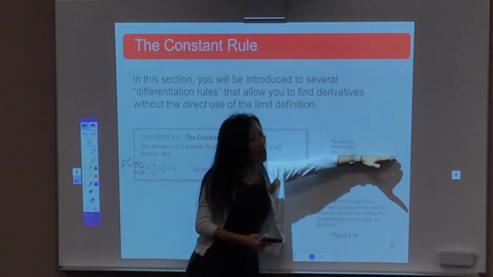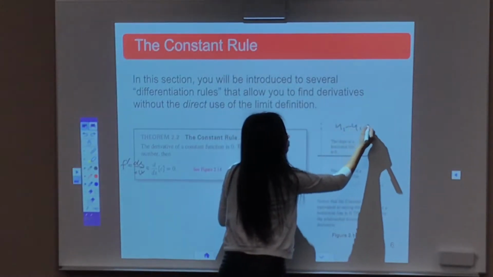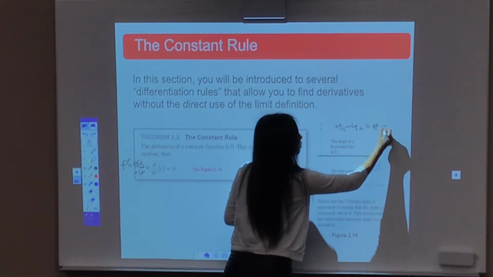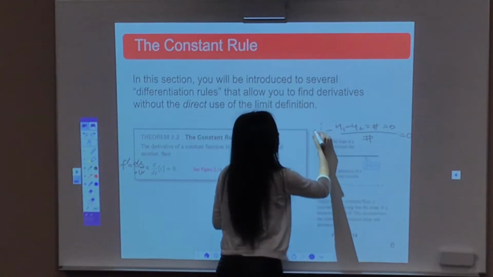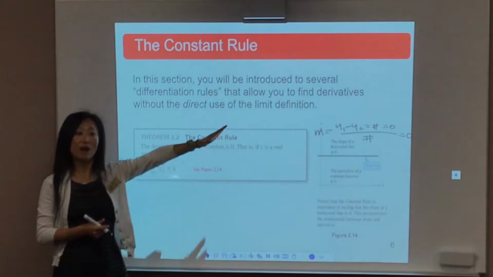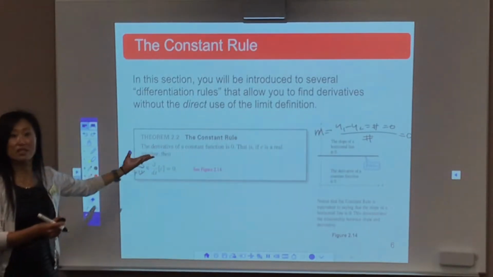You're not changing y values. So y value 1 and y value 2 is what? Same number. So what do you get? 0 over whatever number gives you what? 0. That's why your slope is 0, constant. Everybody with me? So for a constant function, your derivative is what? 0. That's the easiest one.